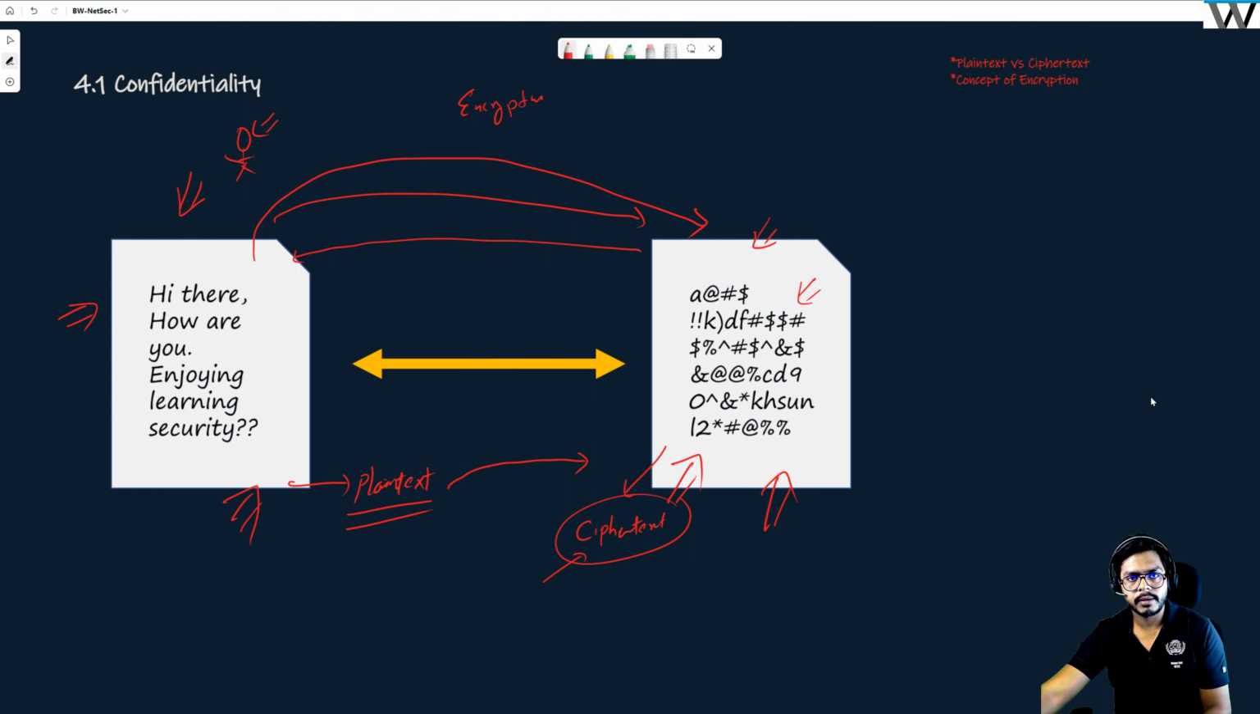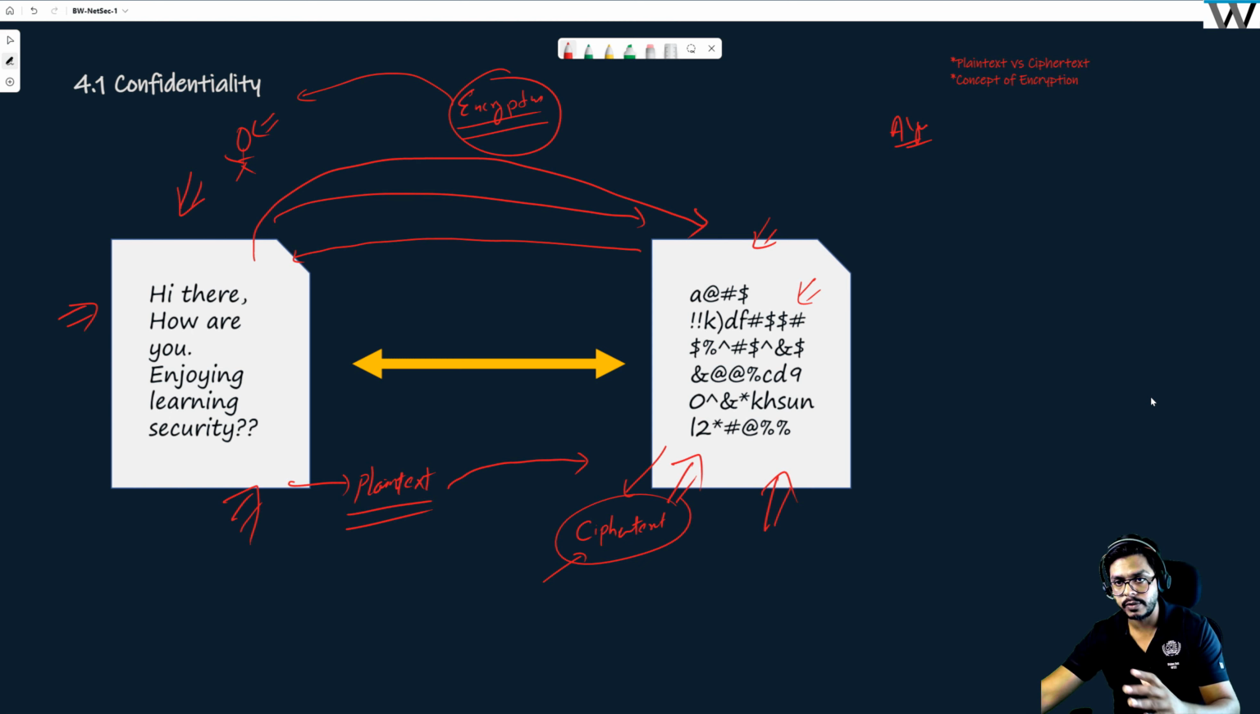As simple as that. And if you can do the encryption, you can achieve the confidentiality. The reason is that only two parties know what the algorithm is, whatever was used by this guy. If two parties know about it, they can decrypt the message easily.